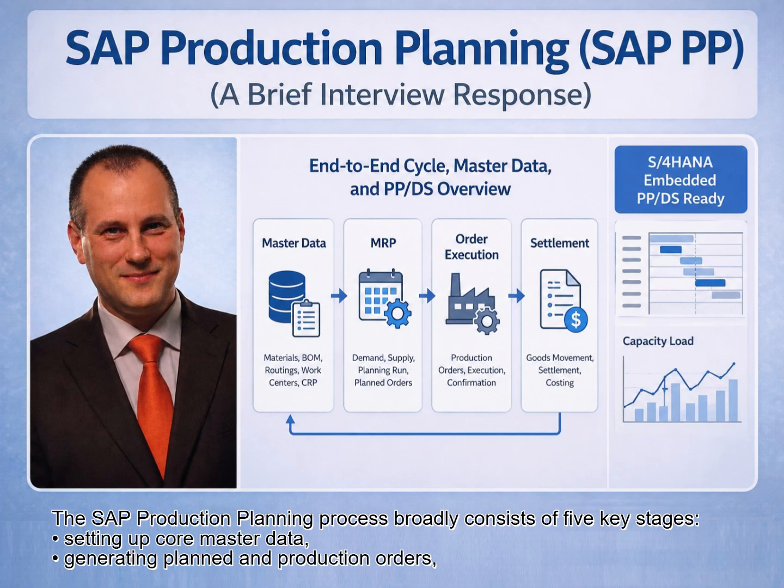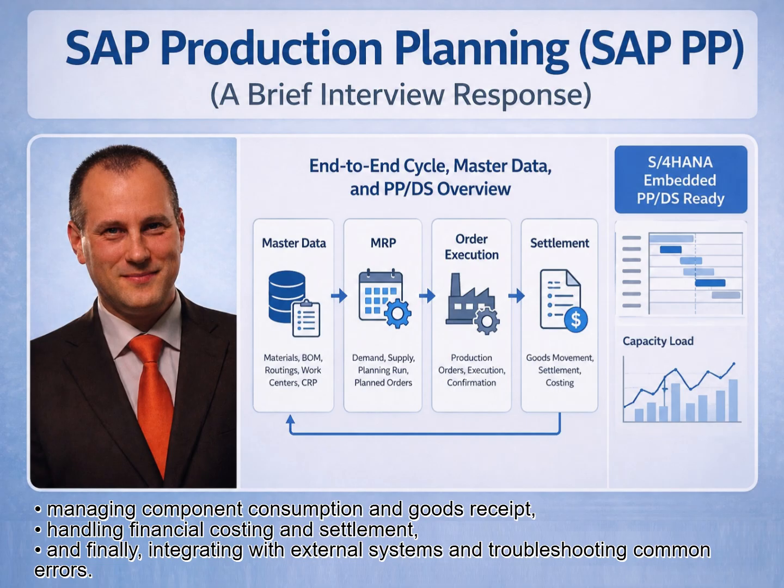The SAP production planning process broadly consists of 5 key stages: setting up core master data, generating plant and production orders, managing components consumption and goods receipt, handling financial costing and settlement, and finally integrating with external systems and troubleshooting common errors.